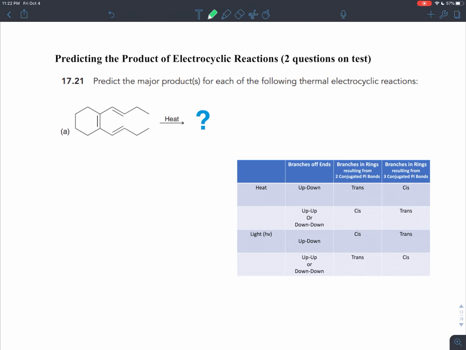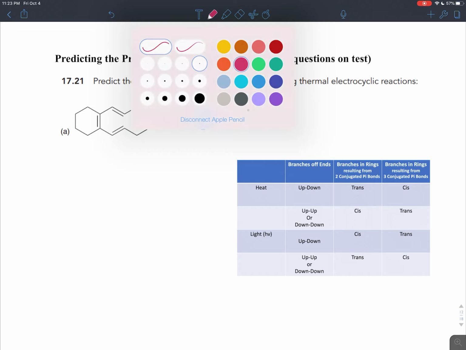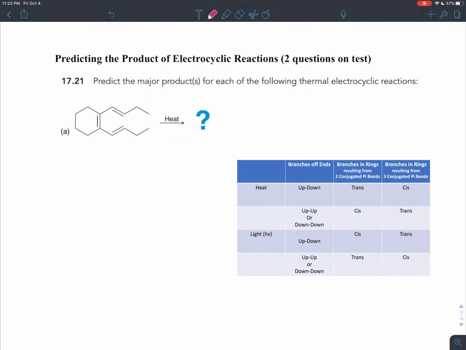Exercise 1721 is asking you to draw the products for an electrocyclic reaction. So you're going to have a conjugated pi system, and the electrons in the pi bonds are going to move over. All of them are going to move over to create a new ring. So it's electro for those electrons that are moving, and cyclic because they're all going to move over.